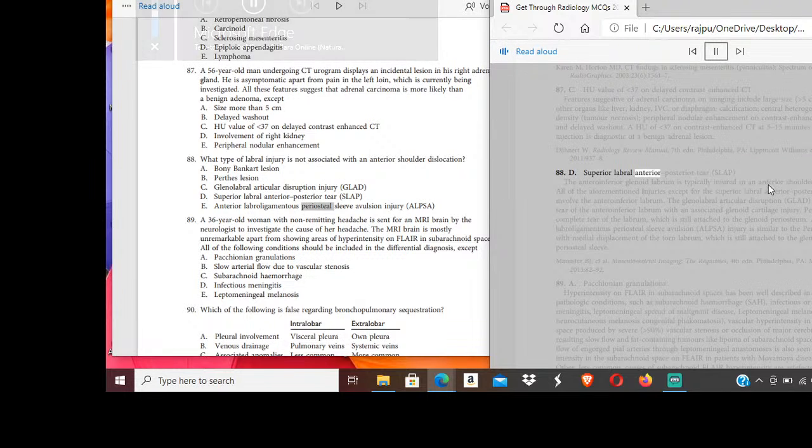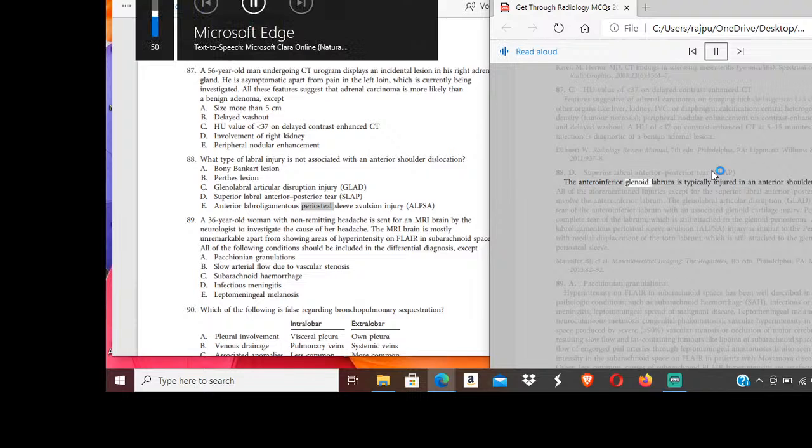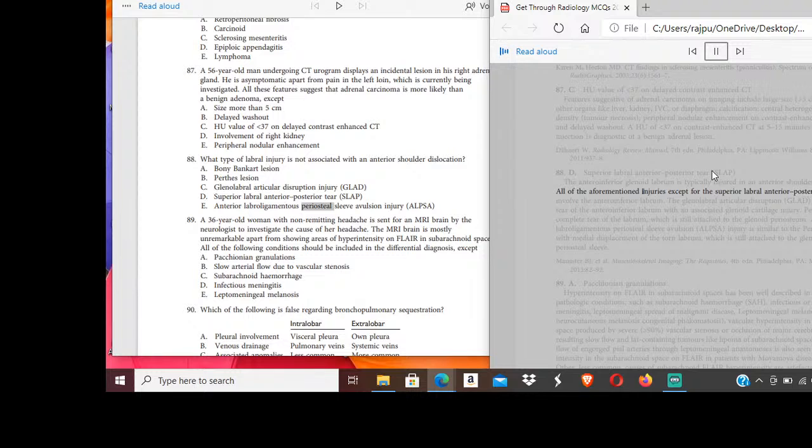88. D. Superior labral anterior posterior tear, SLAP. The anteroinferior glenoid labrum is typically injured in an anterior shoulder dislocation. All of the aforementioned injuries except for the superior labral anterior posterior, SLAP, tear involve the anteroinferior labrum. The glenolabral articular disruption, GLAD, lesion is a partial tear of the anteroinferior labrum with an associated glenoid cartilage injury. Perthes lesion is a complete tear of the labrum, which is still attached to the glenoid periosteum. An anterior labral ligamentous periosteal sleeve avulsion, ALPSA, injury is similar to the Perthes lesion, but with medial displacement of the torn labrum, which is still attached to the glenoid scapular periosteal sleeve.